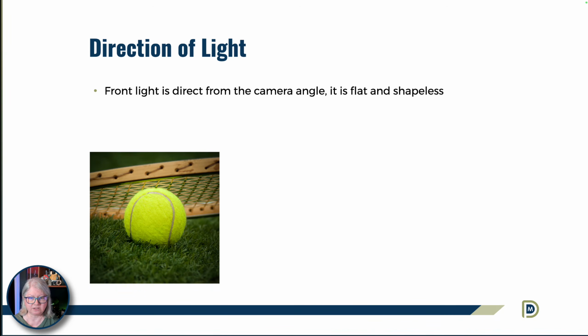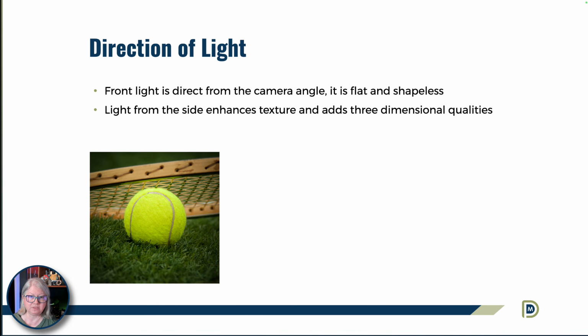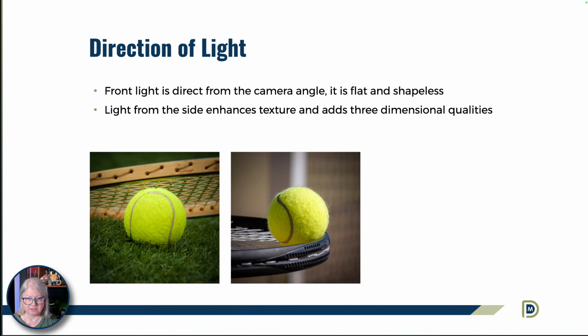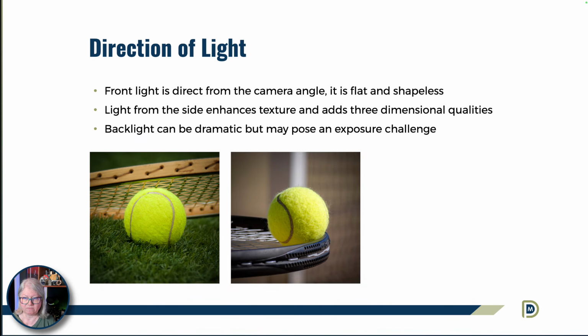When you have a subject that is front lit, it's very flat. Look at the ball. It doesn't look like it has a shape. It looks like a flat disc. Versus light from the side gives you more three-dimensional qualities like the ball here. So when the light comes from one direction to the other, a subject like this that has a shape will be more three-dimensional in the image. This is exactly the same ball, but look how different it looks.